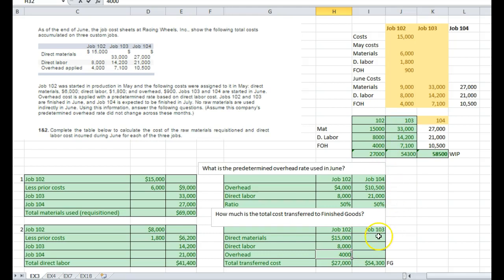103, if we break it down, is $33,000, $14,200, and $7,100. So you can see those jobs were complete and transferred to finished goods. If you add those two together, that's how much was transferred. And that's all the problem involves.